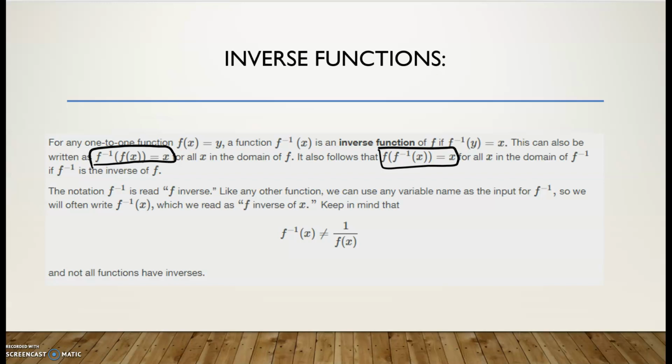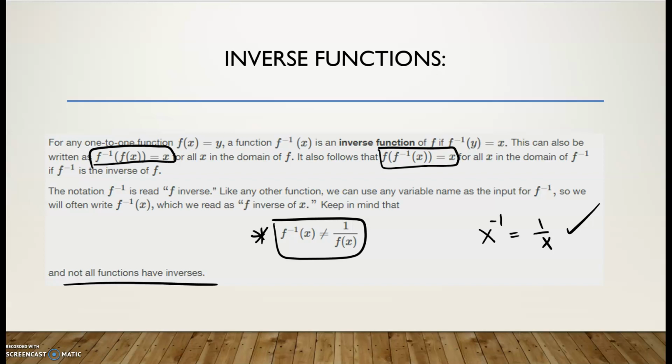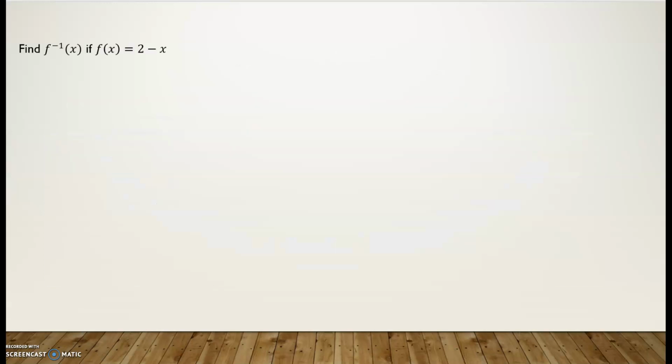Now note that we're used to x raised to negative 1 being 1 over x. That's fine, but when we're talking about inverses, f raised to negative 1 of x does not mean 1 over f of x. The f raised to negative 1 is just notation saying we're talking about an inverse function. And not all functions have inverses. So let's look at this one.